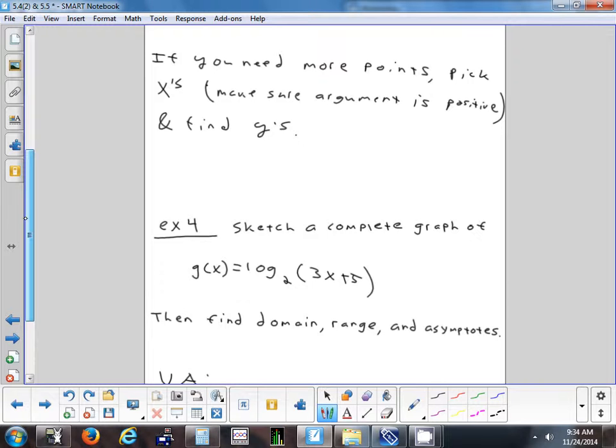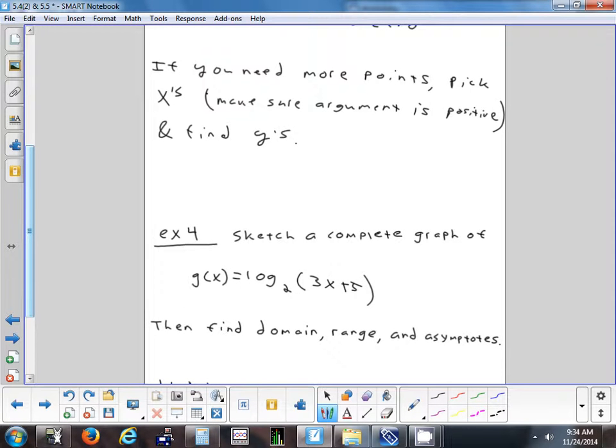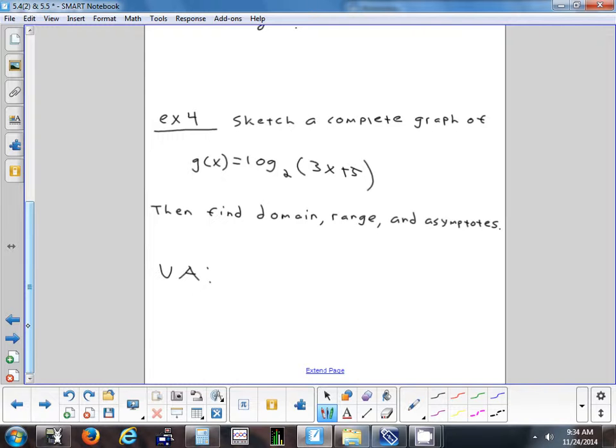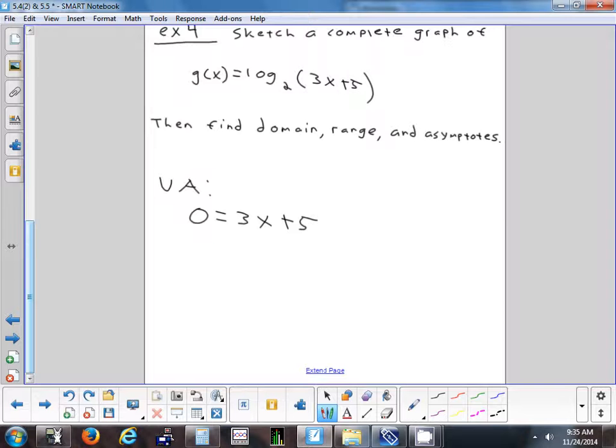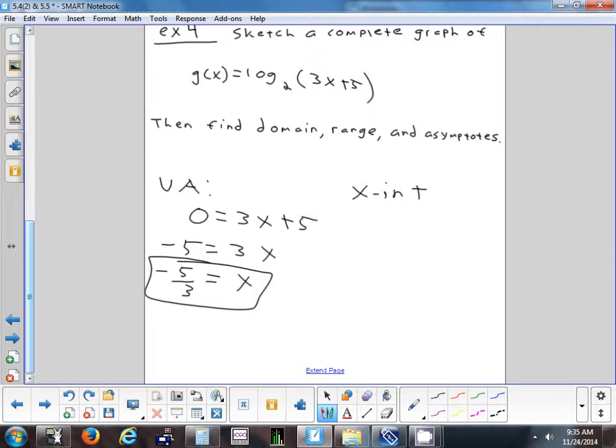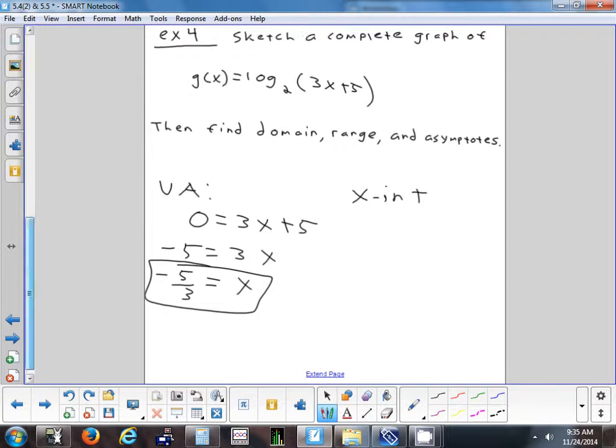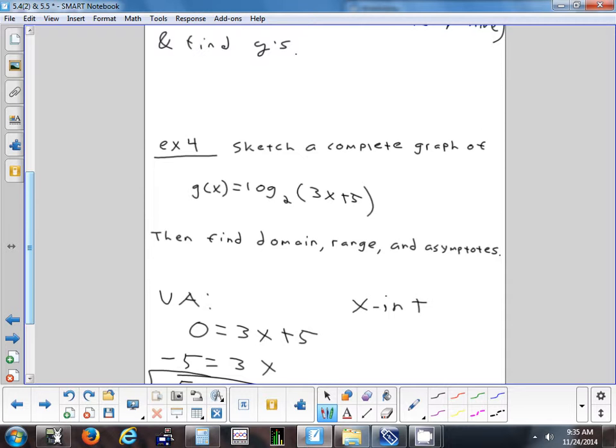What did I say earlier to find the vertical asymptote? Set the argument equal to 0. Yeah, set it to 0. So 3x plus 5 equals 0. Here's our vertical asymptote. Okay, let's find the x-intercept. X-intercept is when you fill in 0 for y. Okay, so set this entire function equal to 0.